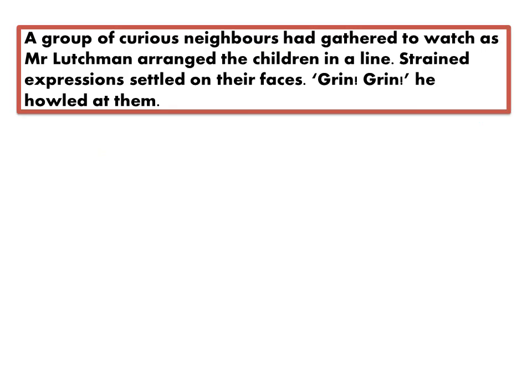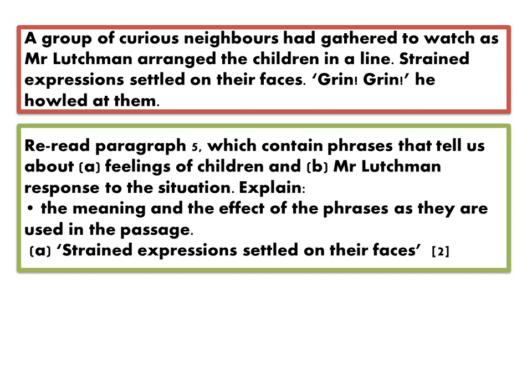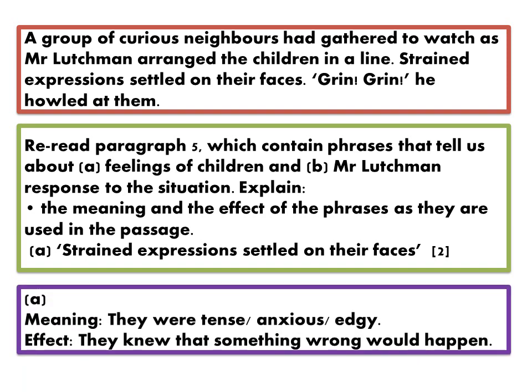This is the example of meaning and effect question. You will reread the paragraph or paragraphs. Then you are going to find out the subject for each of the phrase or sentence. For the first one, that is strained expressions settled on their faces. The focus is on the feelings of children. Literally, the meaning of this statement is that the children were tensed or anxious. Symbolically, it shows that the children knew that something wrong would happen, and that is why they were uncomfortable.